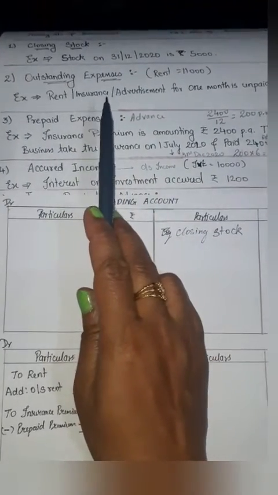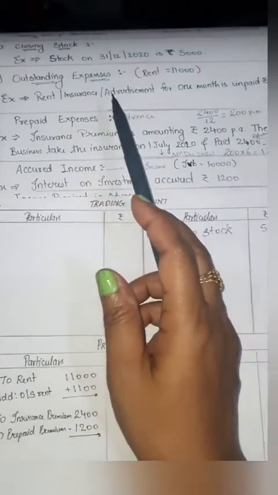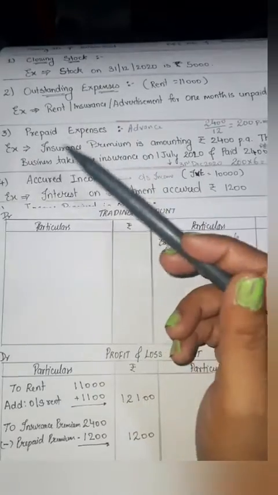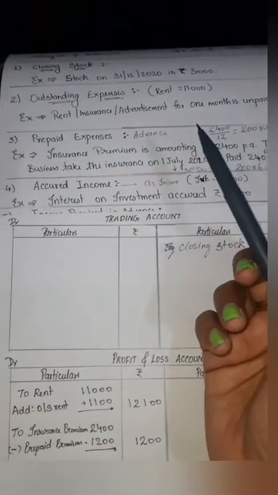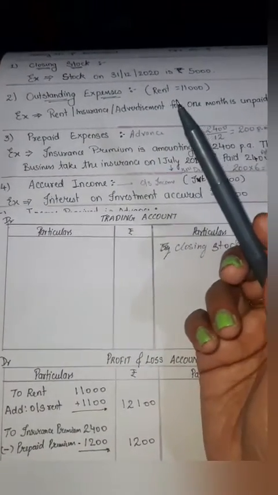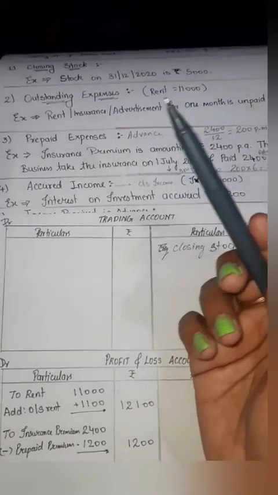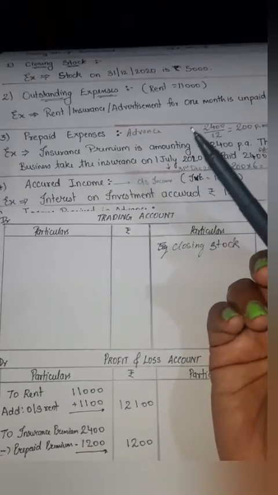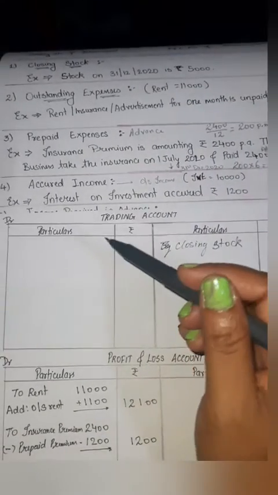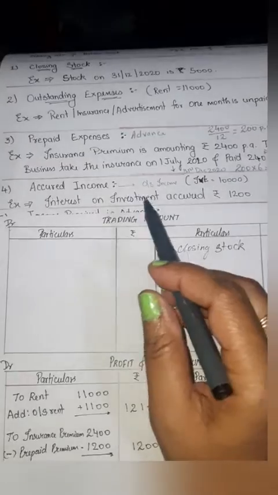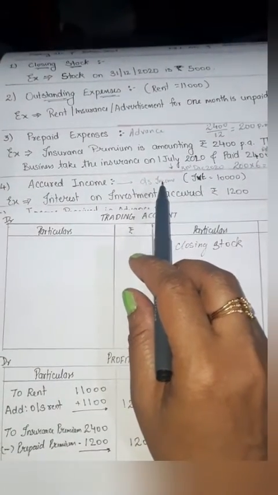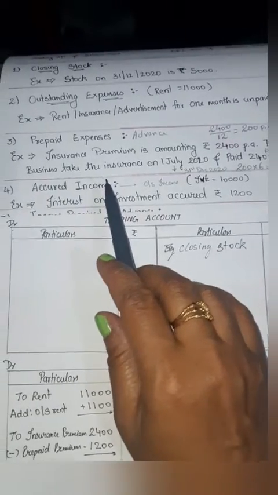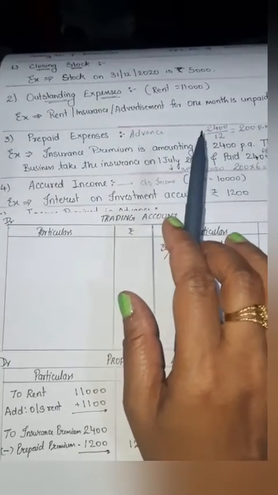Outstanding means what we are told you. Outstanding expenses we have learned. Outstanding expenses means the expenses which we have not yet paid. So that was our expenses which was not paid, liability was there. But here, accrued income means the income which we have not yet received. We can't use the word outstanding income here, but accrued income is the proper usage. But the meaning is the same.